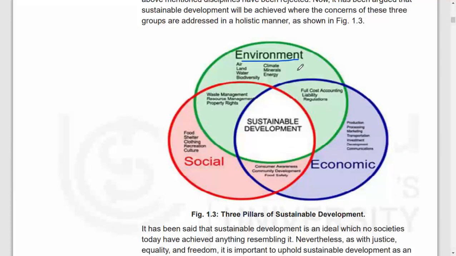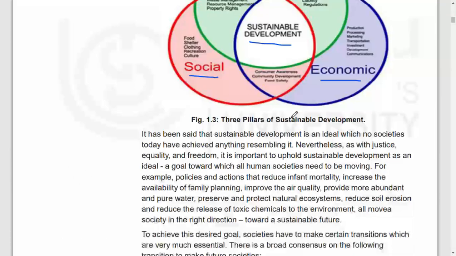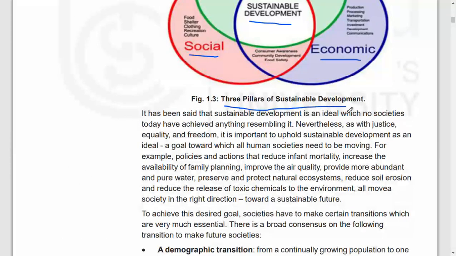Environment: air, land, water, forests, climate, minerals, energy. Waste management, resource management, property rights, full cost accounting, liability, regulations. Social: food, shelter, clothing, recreation, culture, consumer awareness, community development, food safety. Economics: reproduction, processing, filtering, transportation, intelligent current, communication. This is sustainable development: the three pillars of sustainable development.